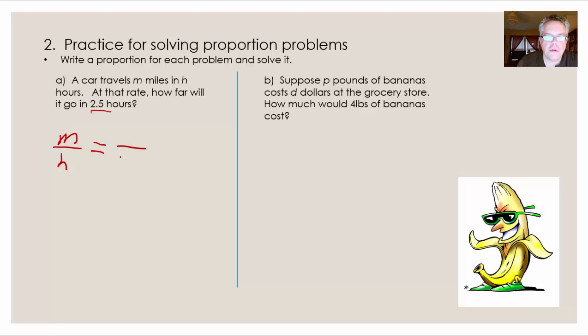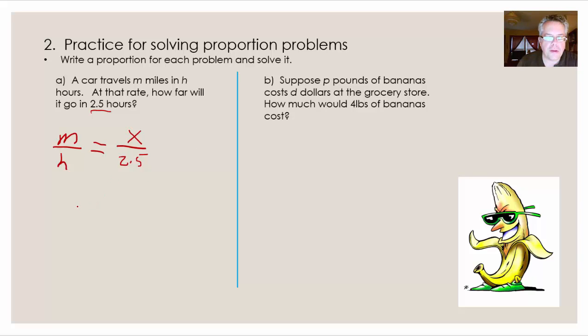They gave us 2.5 hours, so that's going to go in the denominator. And the quantity I really want to solve for is in the numerator. I'm going to call that x. So I have an m and an h, they're just part of the problem. I have a 2.5. The variable x is the unknown I'm trying to solve for. Variable x in this case is how many miles it'll go in 2.5 hours.